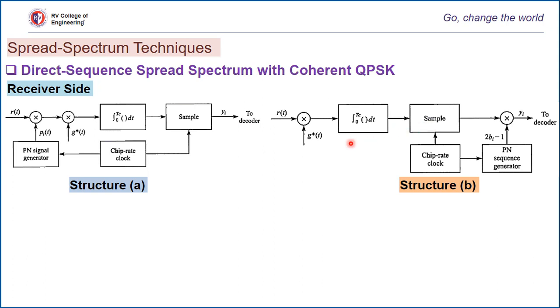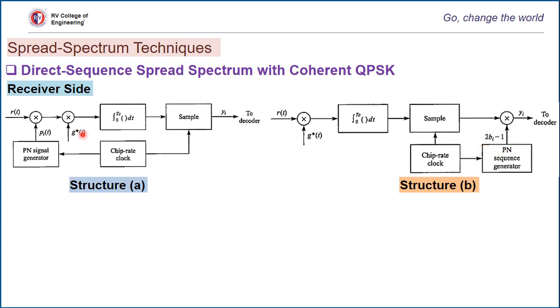Here, first it is fed through the matched filter and then a sample is taken, and finally multiplied with the PN sequence generator. So this is an interchange of the PN signal generator product and the matched filter. Since these two are linear operators, we can implement it either way. In either way, we are going to multiply with 2Bi minus 1, and after multiplying with 2Bi minus 1, the effect of the PN sequence generator is taken out.